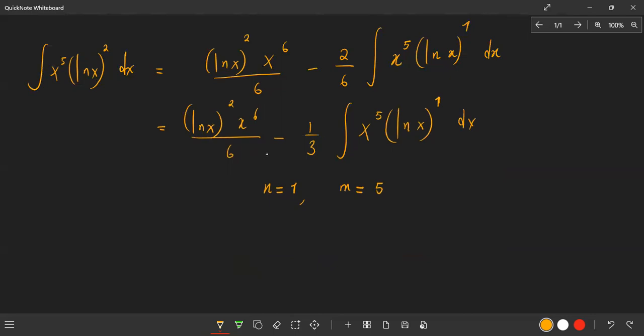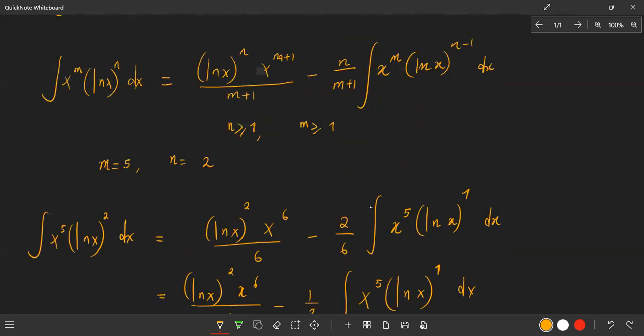So what are we going to have? The first part here, I'll just keep it the way it is, because that one I'm done with it. This is natural log of x squared, x power 6 over 6 minus 1 over 3. So now here, I'm going to repeat the same process. What process? Now remember that my new n value is 1, my new m value is still 5.